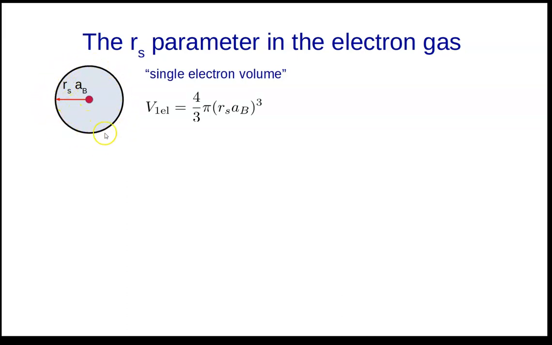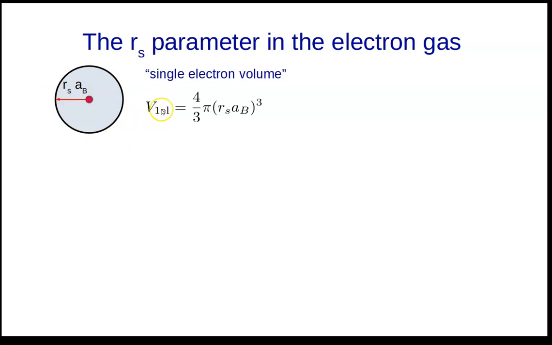Since we have a 3D electron gas, we're considering Rs as expressed in this cartoon here: the volume will be a sphere with a radius which is proportional to the Bohr radius. And Rs is simply the factor of proportionality between the radius of the sphere and the Bohr radius, right? So this has no units, it's just Rs times the Bohr radius.